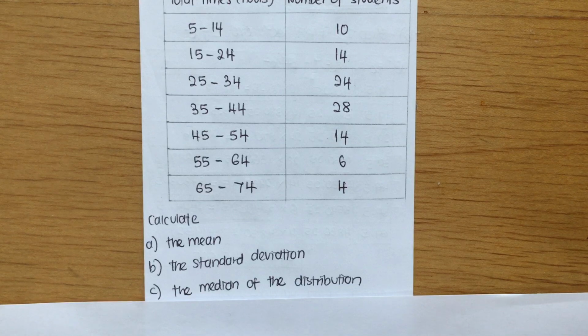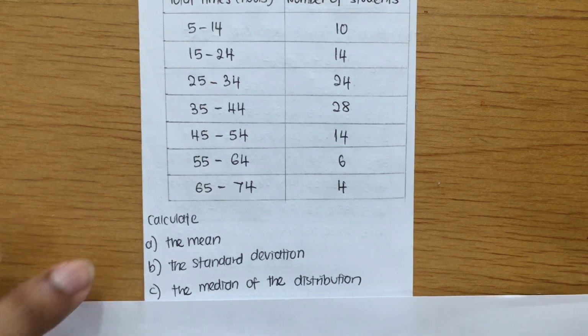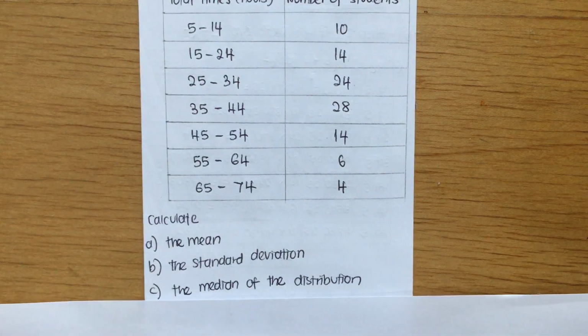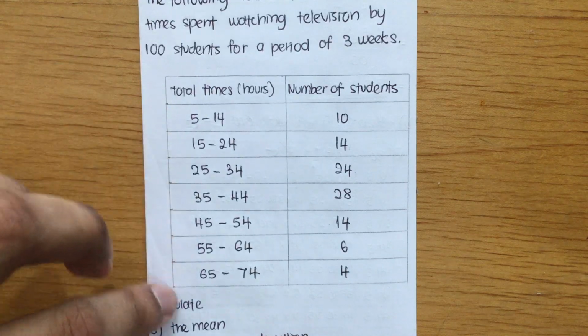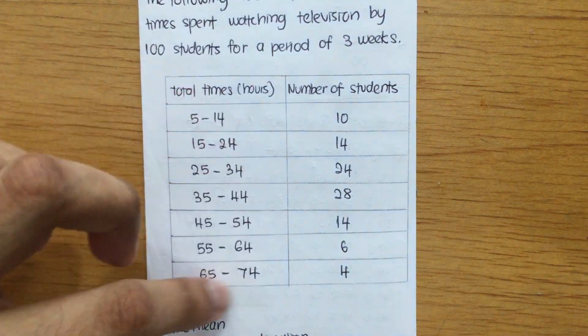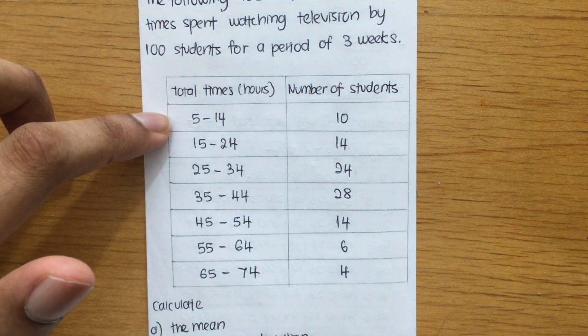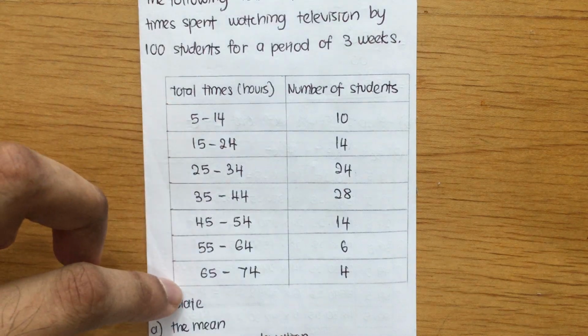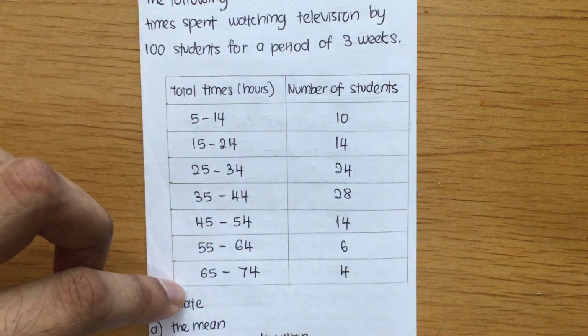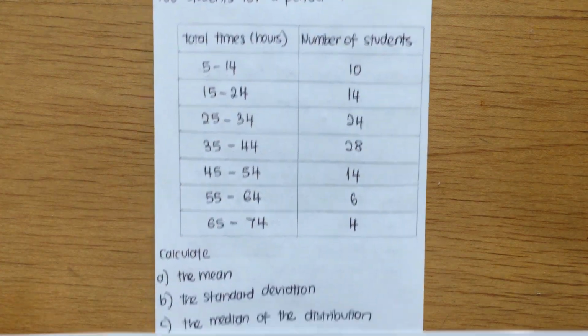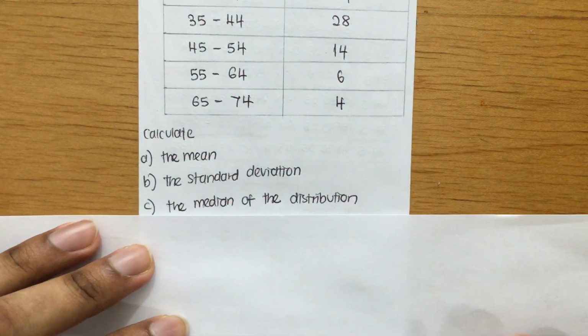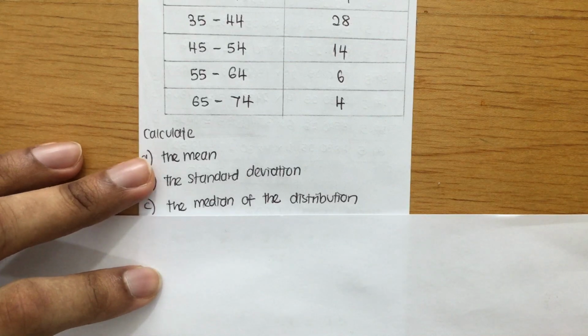Alright guys, let us proceed to the solution by starting from question part A, where we need to calculate the mean. Since this is grouped data, first of all we need to find the midpoint of the classes. Once we find the midpoints, it will be easier for us to proceed to calculate the mean. I'm going to show you the steps to calculate the mean.